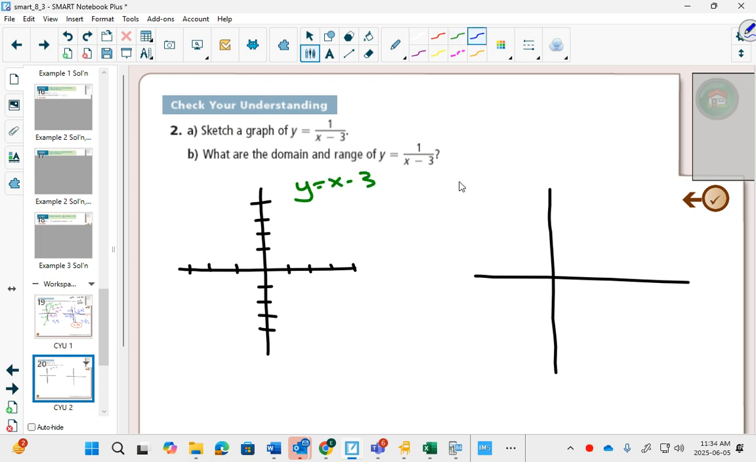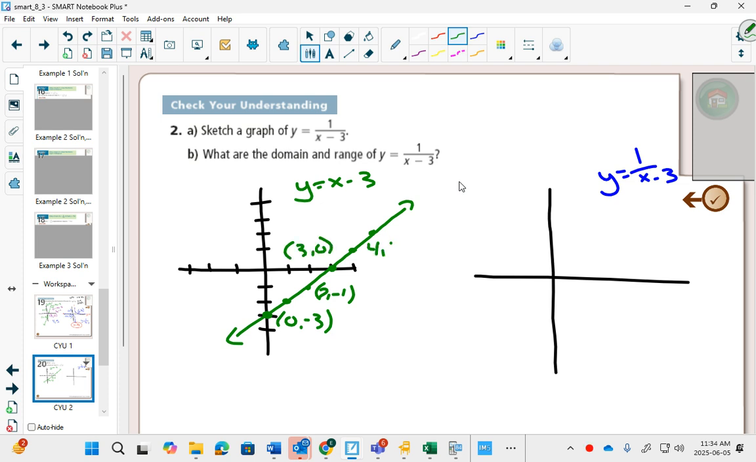And then in blue, I'll graph y equals 1 over x minus 3. So first of all, in green, if y equals mx plus b, you know that you have a y-intercept at minus 3 and the slope of 1, so up 1, over 1, up 1, over 1, up 1, over 1. And I could label some of these points. I labeled a lot of points.